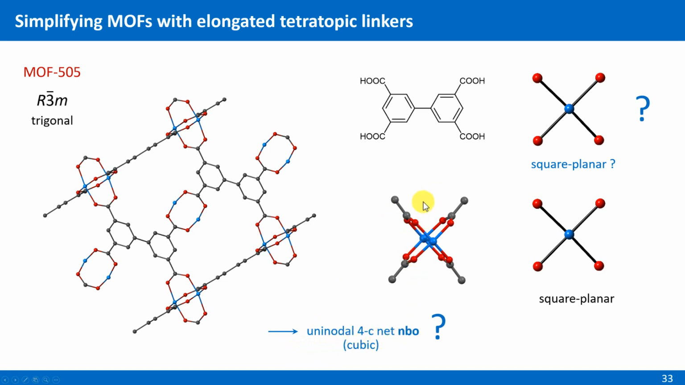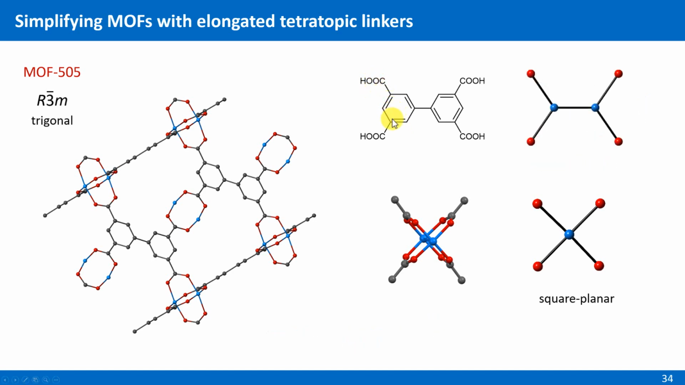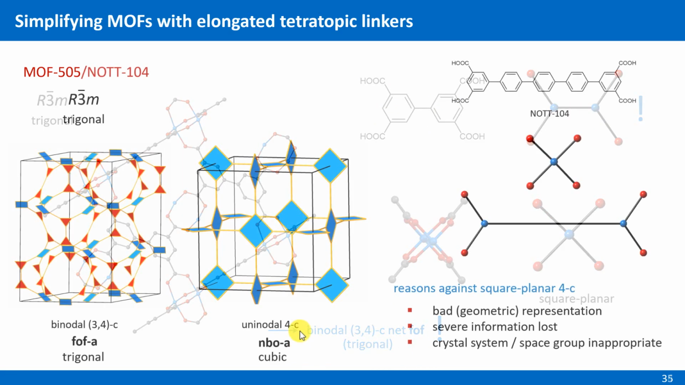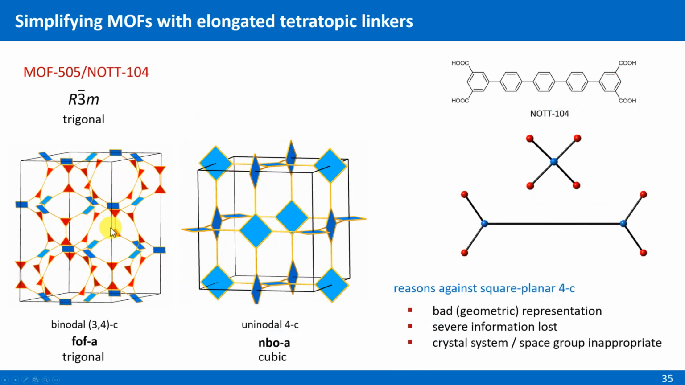But what are perhaps other possibilities? Yes, exactly. We can consider the linker as being composed of two triangles. This is a branching point, and this is also a branching point. And if we do this, then we arrive at a binodal 3-4 coordinating net called FOF. Here both possibilities are shown again, both in their augmented version.